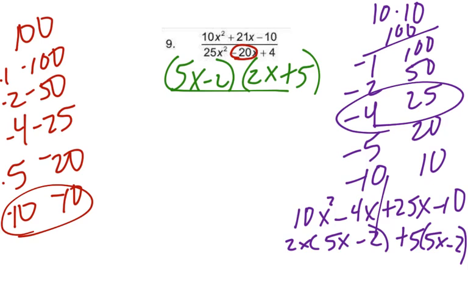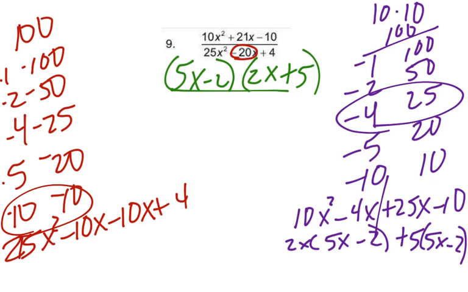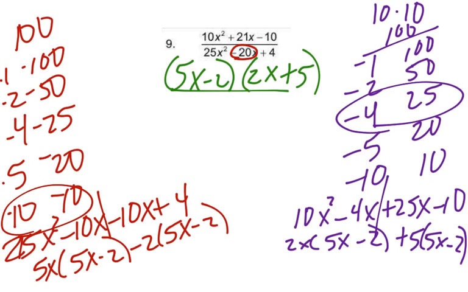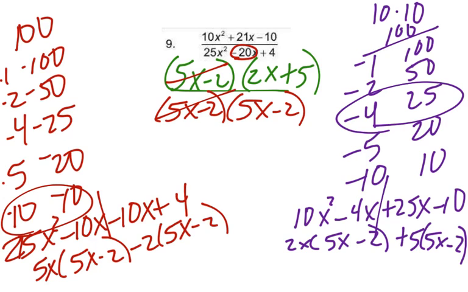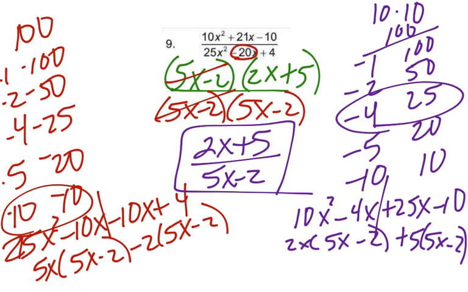So it's going to be 25x squared minus 10x plus 4. Cut it in half, pull out a 5x, and it leaves you 5x minus 2. Minus, pull out a 2, leaves you 5x minus 2. So you have 5x minus 2 and 5x minus 2 on this one. 5x minus 2 can cancel, so your answer ends up being 2x plus 5 over 5x minus 2. Okay, a lot of work for that one.